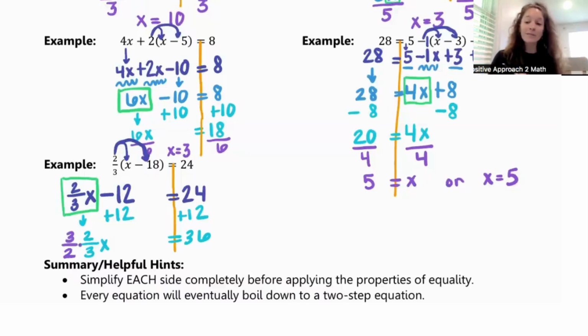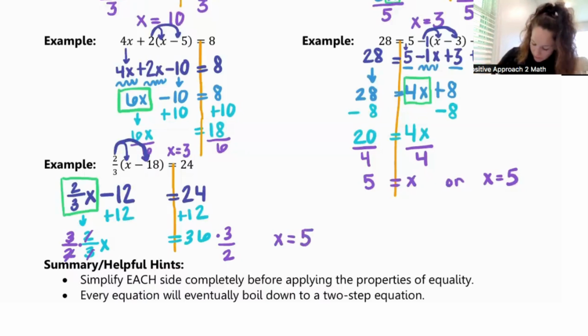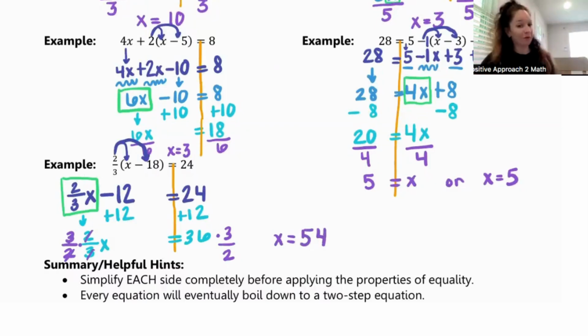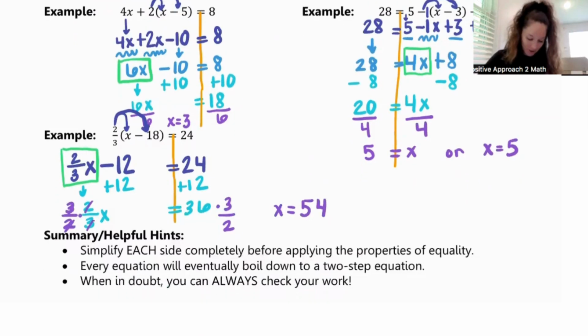multiply by the reciprocal. So when your coefficient for your variable is a fraction, we think of multiply by the reciprocal. If I multiply the left-hand side by that reciprocal, I'm going to multiply that right-hand side as well. Here, I'm going to just write it over here. On your calculator, you're going to do 36 times 3/2. That should leave us with 54. Okay? So those are our examples for the second part of multi-step equations.